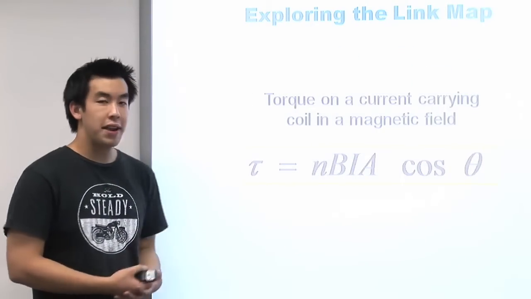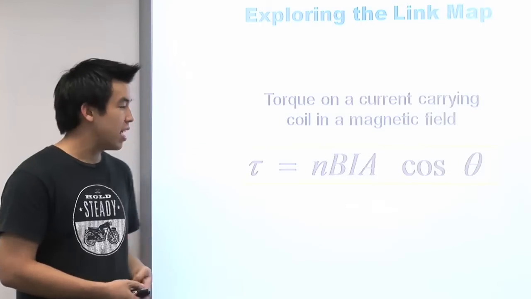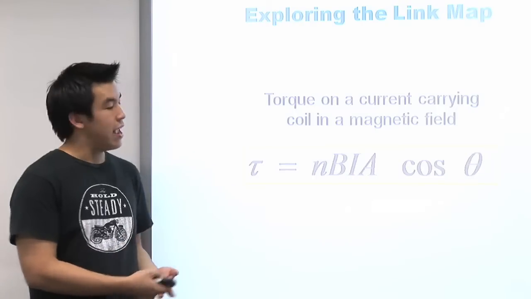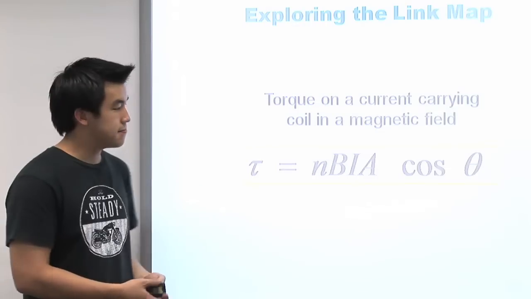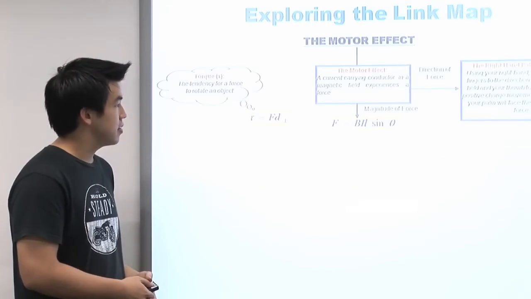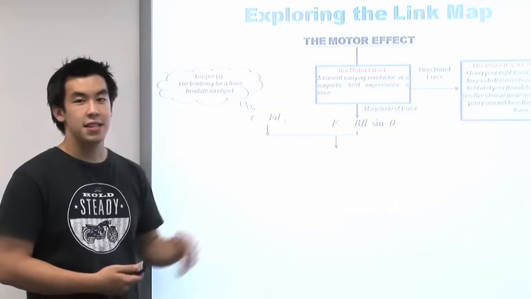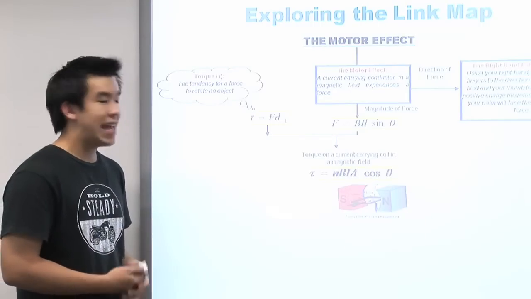Now, the torque on a current carrying coil in a magnetic field is equal to this equation, where tau represents the torque on the coil, n, the number of turns in the coil, B, the strength of the magnetic field which the coil is in, I, the current in the coil, A, the area of the coil, and theta, the angle between the plane of the coil and the plane of the magnetic field. Now, this equation comes from both the torque equation and the force equation for the motor effect. So it is linked to both of these equations and shown here.